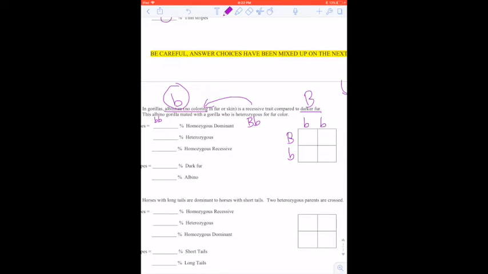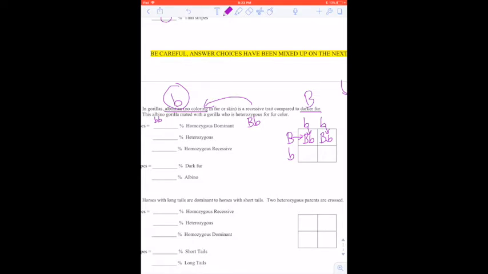Now when I fill out the square, I need to make sure that I'm always bringing the letters straight down and straight over. So this one, I bring this capital B over and this lowercase b straight down. The capital B is going to come over to the next box on the right as well, and that lowercase b from the top will come down.